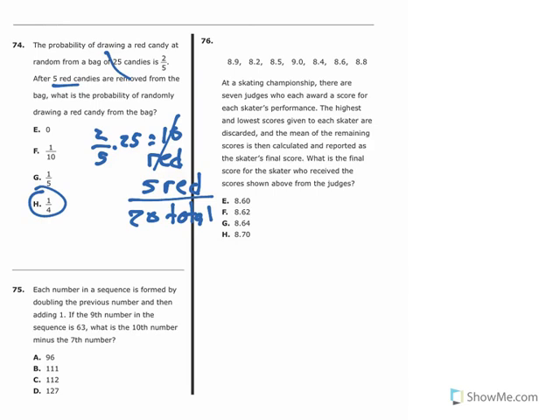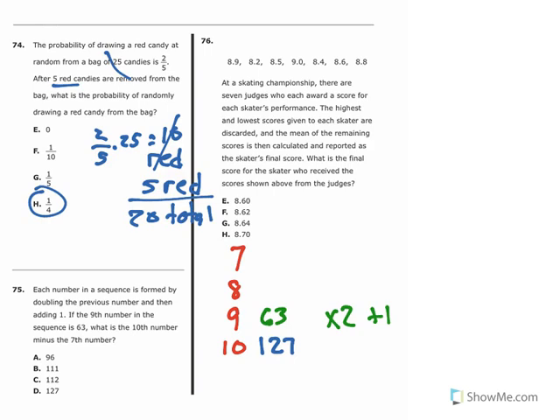All right, 75. So it says each number is formed by doubling the previous number and then adding 1. So we have some work to do here, right? So if you've taken Algebra 1 and you've seen recursive sequences, that's what this is. If not, it's not a big deal. So it says the 9th number is 63. Okay, so if I want to find the next number, we multiply by 2 and add 1. So 63 times 2 is going to be 126, add 1 is 127.